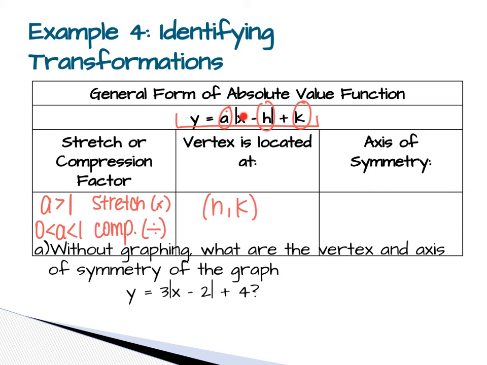Because your h in your general form is negative here, that means you're going to do the opposite for h of what's in your equation. The k is going to stay the same, but it's going to be the opposite of what's in your equation. Then your axis of symmetry is going to be the line x equals h. Remember again, h is the opposite of what it is in the function.